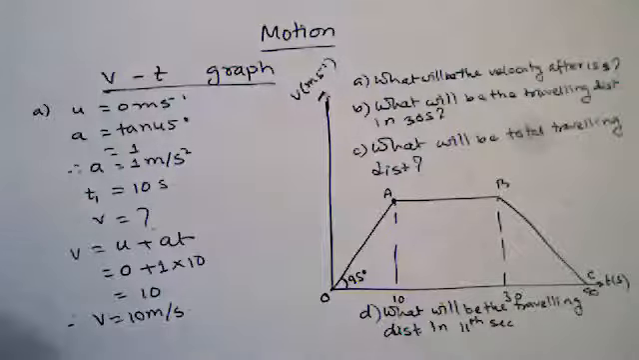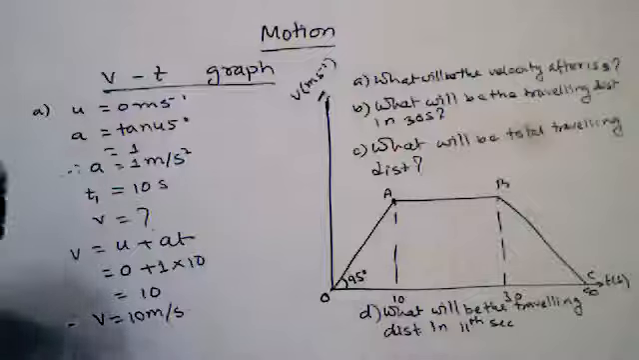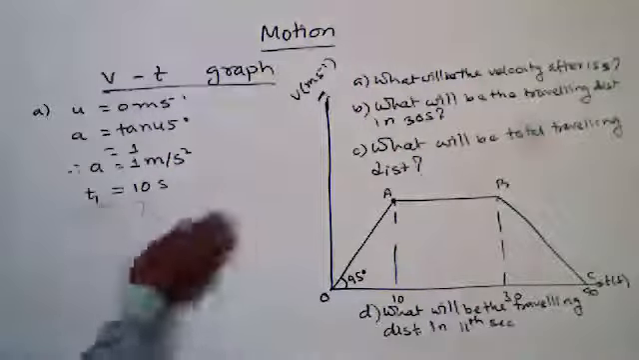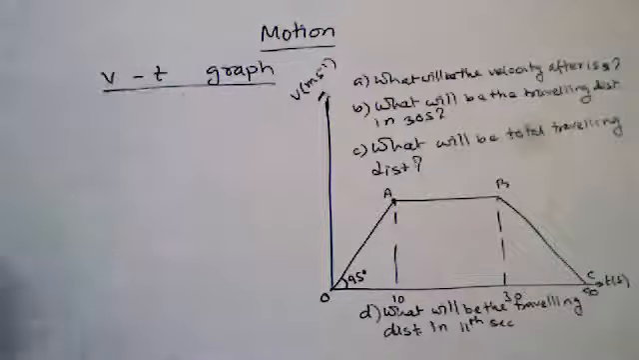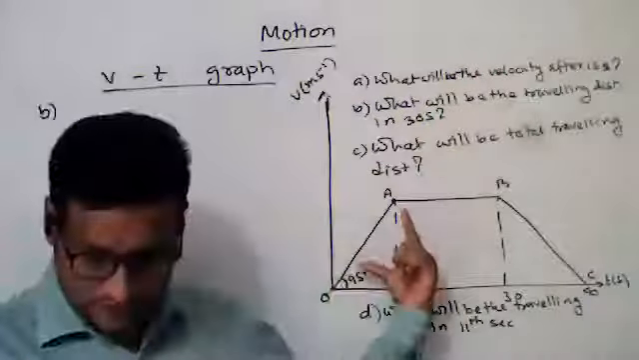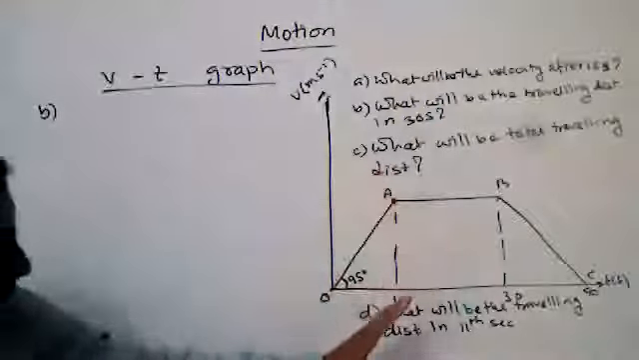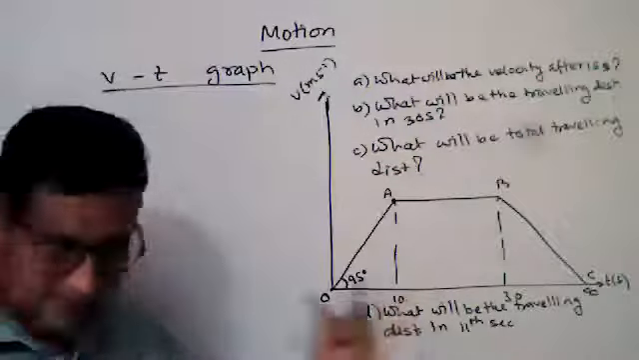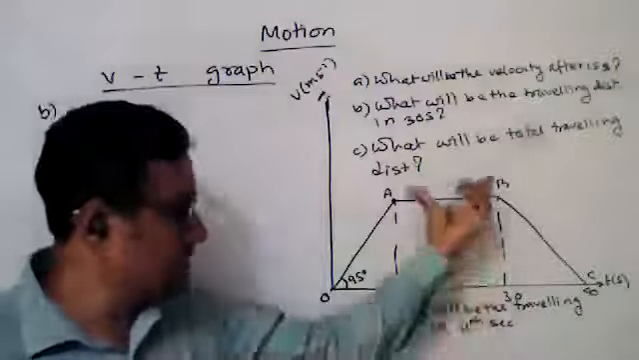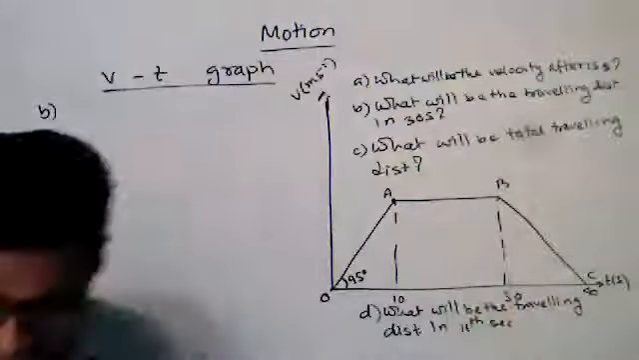Yes, sir. Okay, what will be the traveling distance in 30 seconds? Now, question number B. What will be the traveling distance in 30 seconds? At first, this is two portions. One portion, 0 to 10 seconds, the body moves on uniform acceleration. And 10 to 30 seconds, the body moves on uniform velocity.